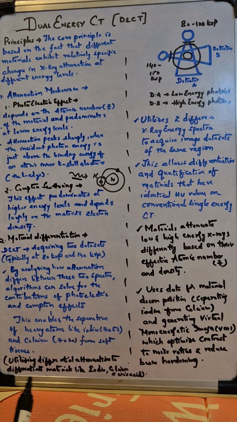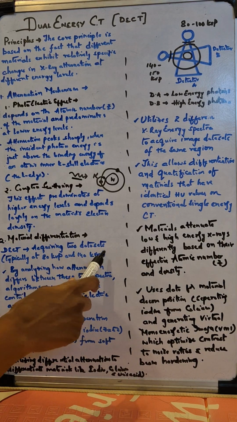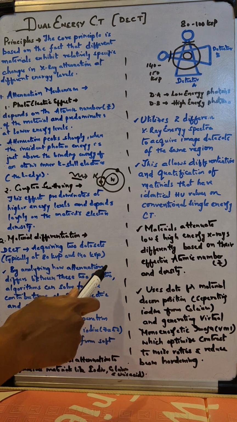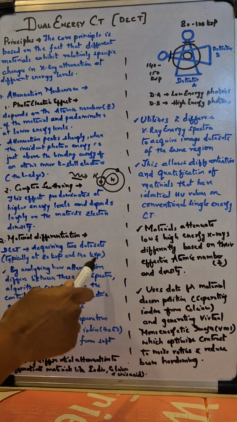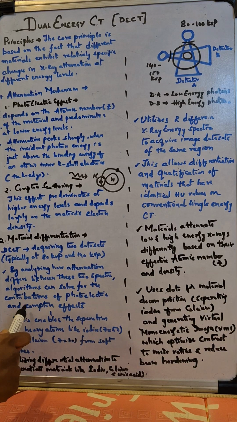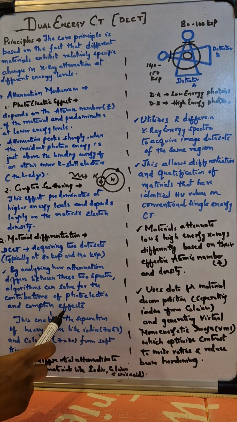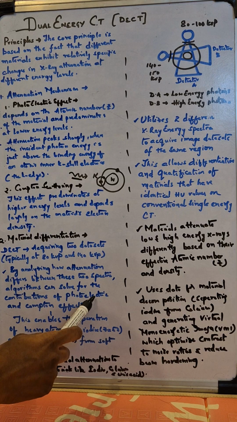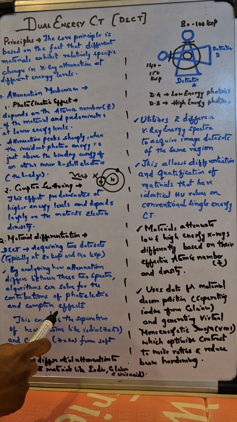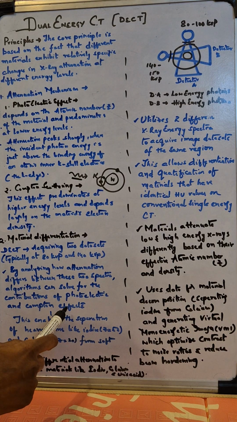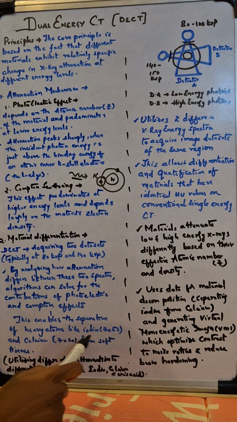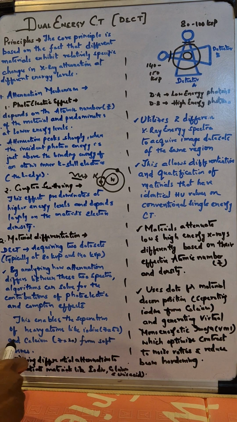So then material differentiation. Dual energy CT acquires two data sets, typically at 80 kVp and 140 kVp. By analyzing how attenuation differs between these two spectra, algorithms can solve for the contributions of the photoelectric and Compton effects. Here the predominance is at low energy levels, and there the predominance is at high energy levels. One depends upon atomic number, and the other depends upon electron density. This enables the separation of heavy atoms like iodine, which has an atomic number of 53, and calcium, which has an atomic number of 20, from the soft tissue.